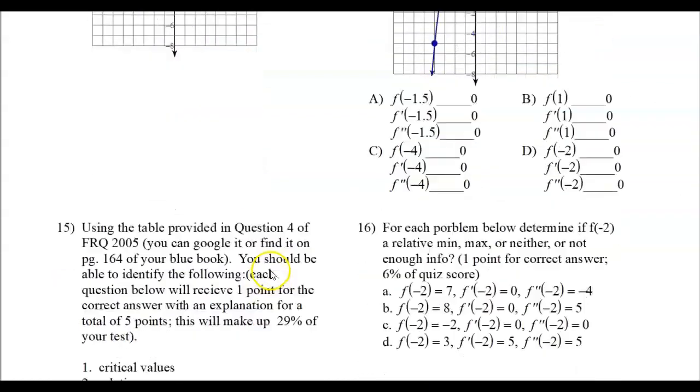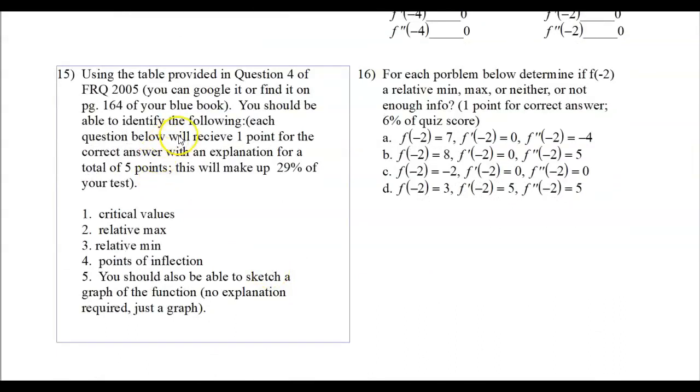All right, number 15, we'll come back to that one in a second. But I'll read the directions. You're going to use a table that's provided on question 4 of the 2005 FRQ. You can either Google it to look at the table, or you can find the table on page 164 of the blue book, which you hopefully have picked up by now. This one is worth a lot of your test. I'm going to ask you to tell me certain things based on that table, and you should also be able to give me a reason for those things. For a total of 5 points, and that one takes up a bunch of the points on the test.